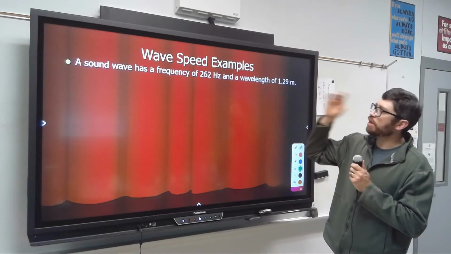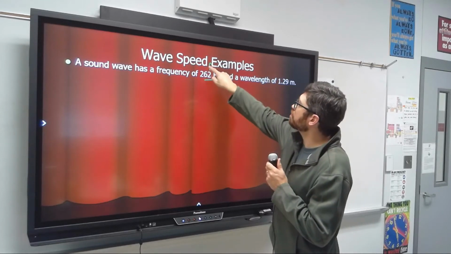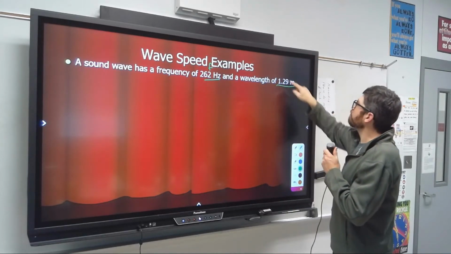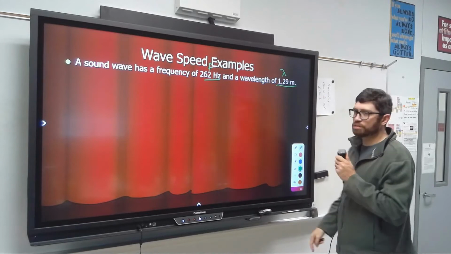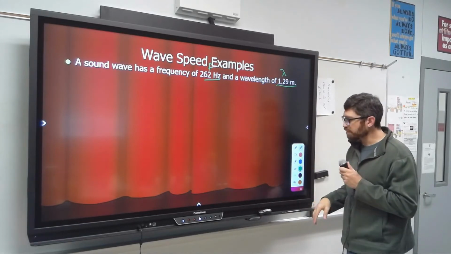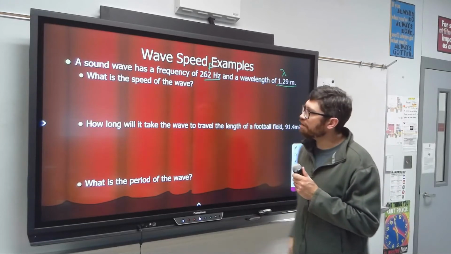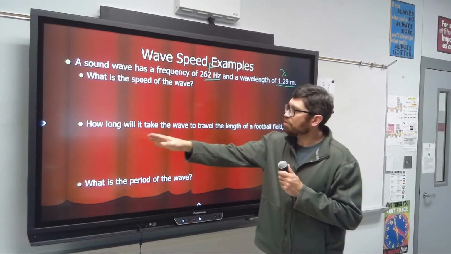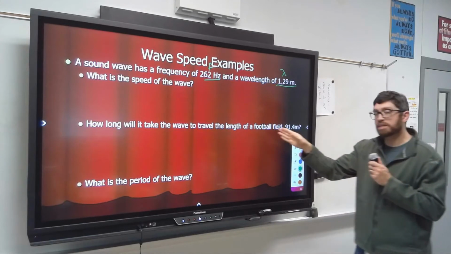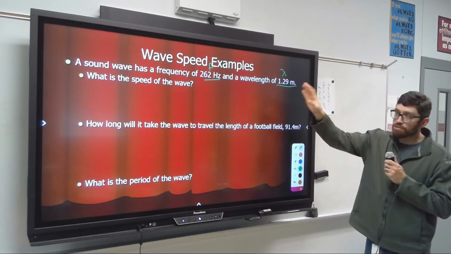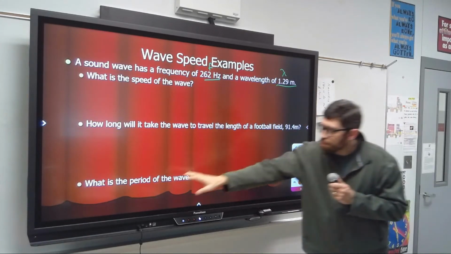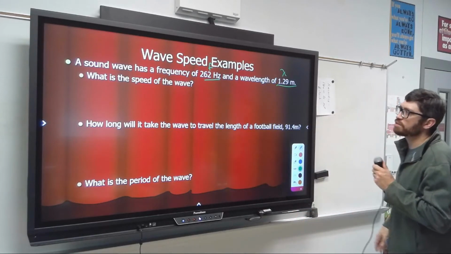All right, let's move on to another one that actually brings in some other parts as well. So we have a sound wave that has a frequency of 262 hertz and a wavelength, lambda, of 1.29 meters. That's the information we're given. And there are 3 questions we're going to look at here. We want to know the speed of the wave. We want to know how long it'll take the wave to travel the length of a football field. And we want to know the period of the wave. Let's go through each of those in turn.